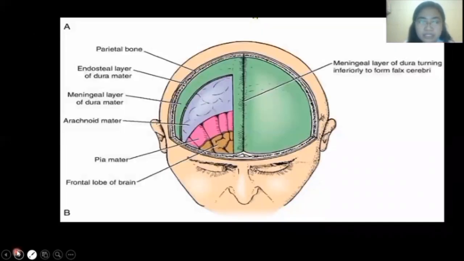It is surrounded by three meninges also: the dura mater, the arachnoid mater, and the pia mater. These are continuous with the corresponding meninges of the spinal cord. The cerebrospinal fluid surrounds the brain in the subarachnoid space.